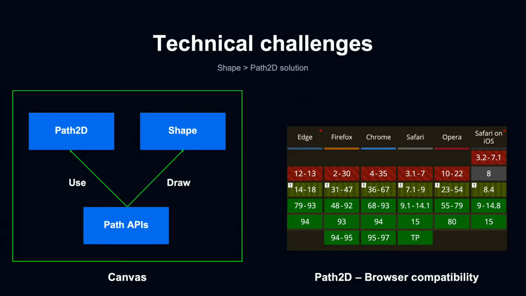The solution for the above problem is related to Path2D object. Path2D helps us to declare a path. A path can be used by any path APIs of Canvas. That means we can use path APIs in combination with Path2D object to draw every shape on Canvas. Path2D is also available on most modern browsers, so we can safely use it in our application.